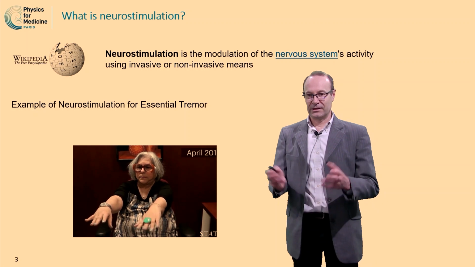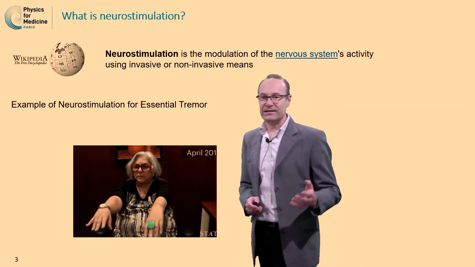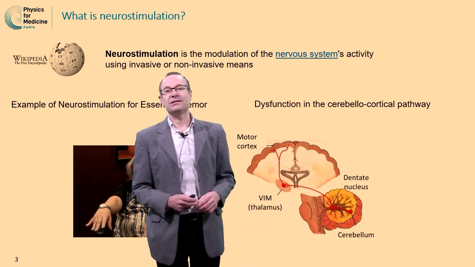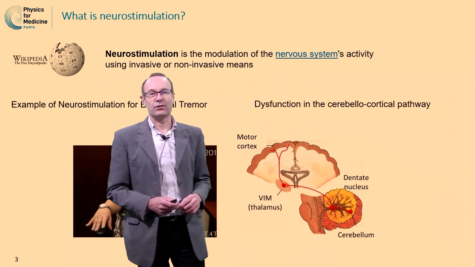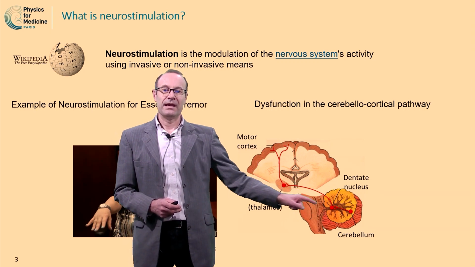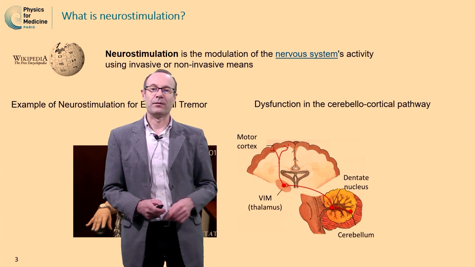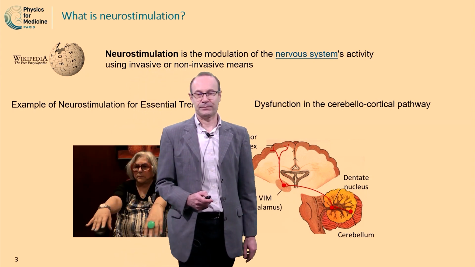Here you see a patient suffering from essential tremor, and this is due to the fact that there is a dysfunction in the cerebellocortical pathway, between the motor cortex and the dentate nucleus. And what is interesting for us is this hub here, the VIM, inside the thalamus.